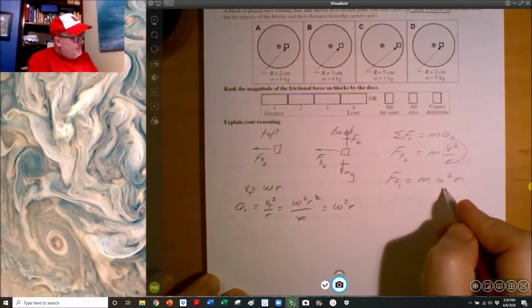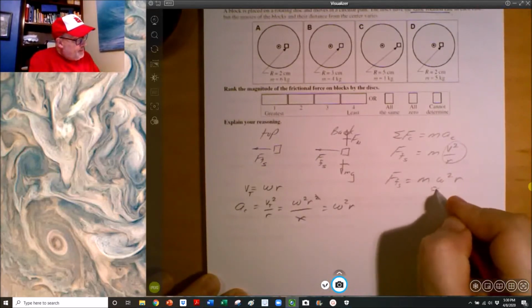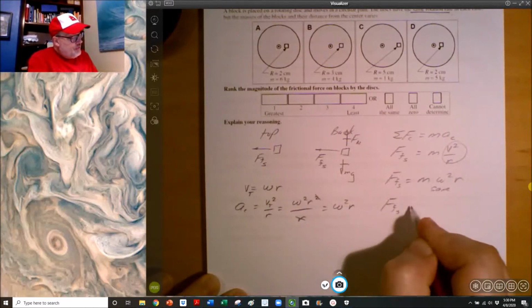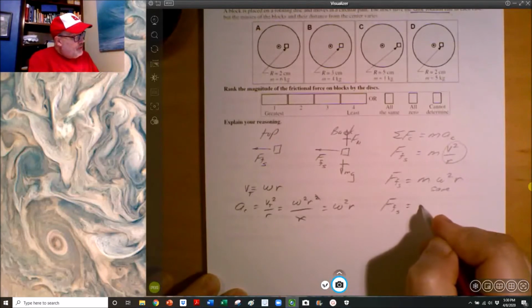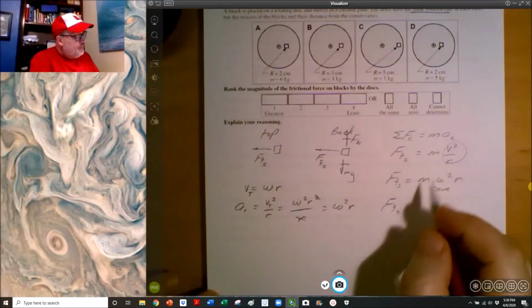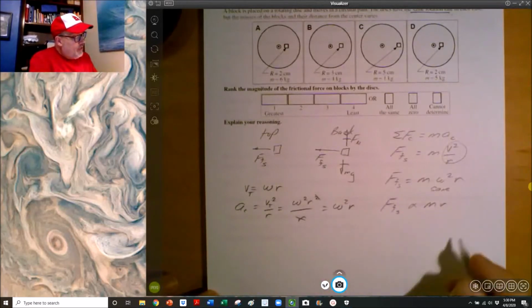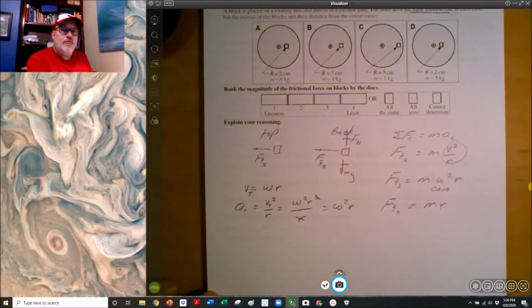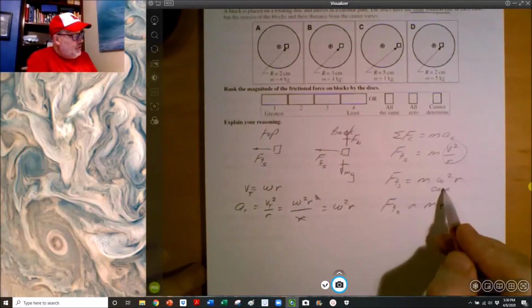So wait a minute. This is the same in each case. So the force friction static would be proportional to m times r. So whichever one of these has the greatest m times r value, it'll have to have the greatest frictional force because the omega is the same for each one.